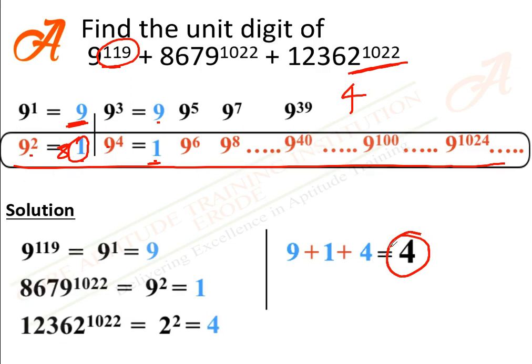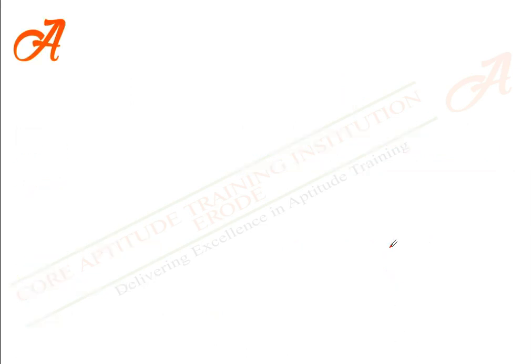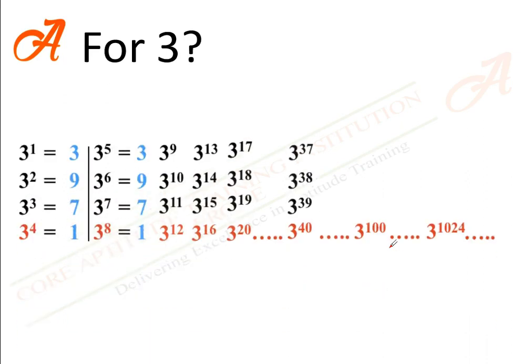Friends, you can check for all the digits. Can you try out for 3? Just pause this video and try out for 3. You will get a result something like this. 3 power 1 is 3. 3 square is 9, and then you will have 27 because 9 into 3 gives 7. 7 into 3 gives 1. So, this 3, 9, 7, 1 keeps repeating for the entire powers of 3, correct?